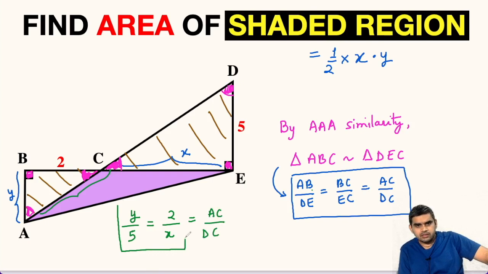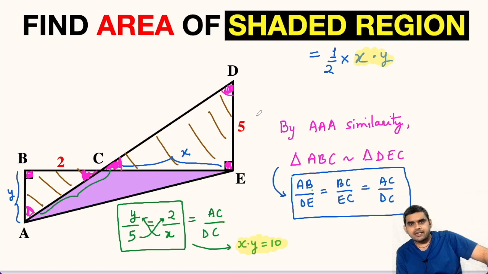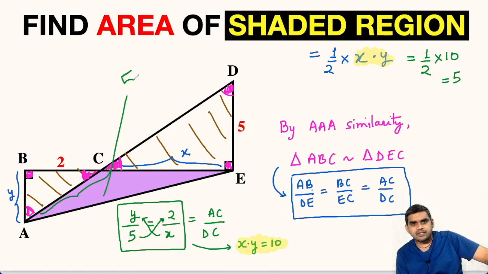Now let us focus on this part of the equation. So if we cross multiply, X gets multiplied with Y and 5 gets multiplied with 2. So from here we will get X times Y equals 10. Now we can substitute this value of XY as 10 here in the area of the shaded region. So this will give us area of the shaded region is equal to half times 10. On simplifying, we get 5. So the area of this shaded region will be 5 square units.